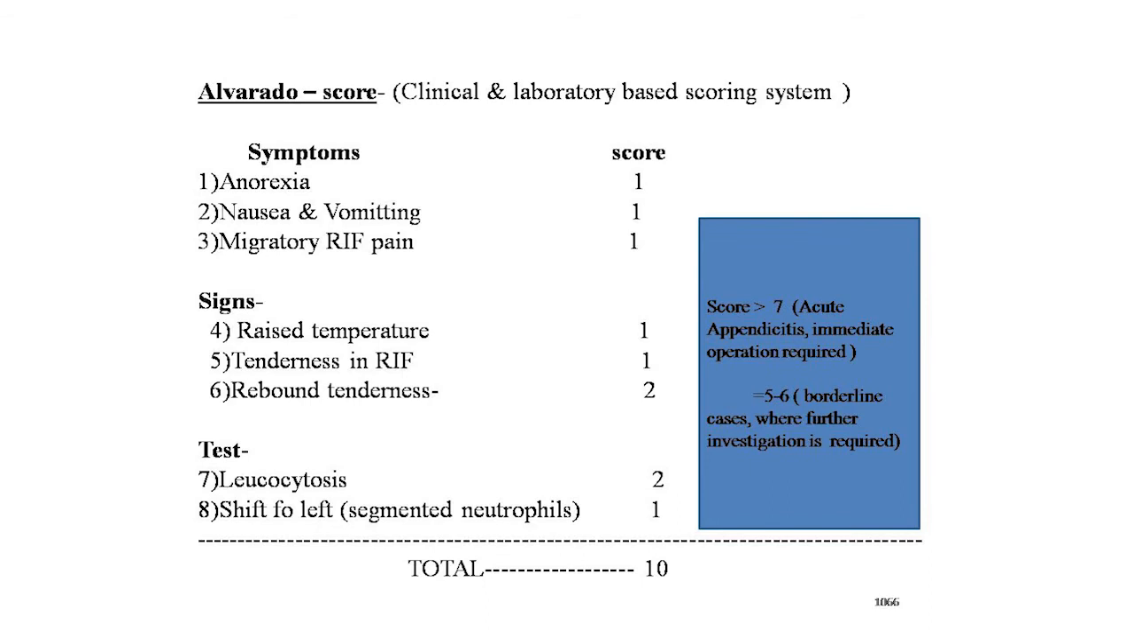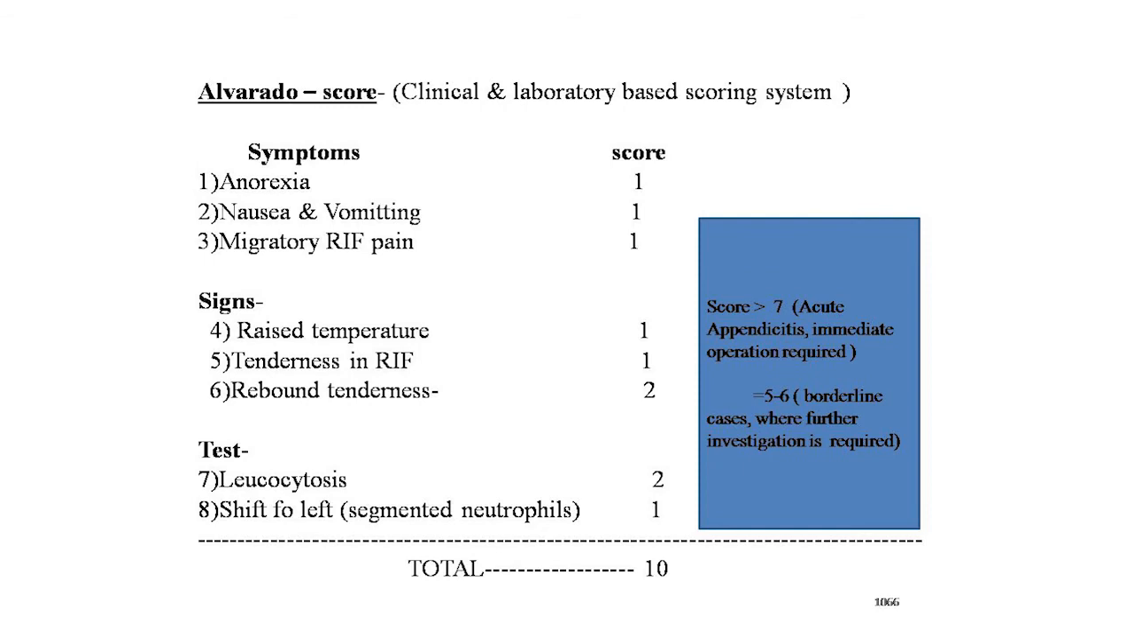based scoring system. Symptoms and score. Anorexia scores 1 point, nausea and vomiting scores 1 point, migratory right iliac fossa pain scores 1 point. Signs: raised temperature scores 1 point, tenderness in right iliac fossa scores 1 point, rebound tenderness scores 2 points. On the lab test, leukocytosis, where the WBC count is increased, scores 2. Shift to the left of segmented neutrophils scores 1 point.